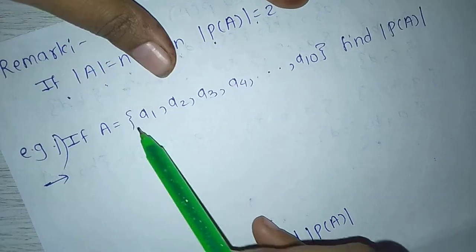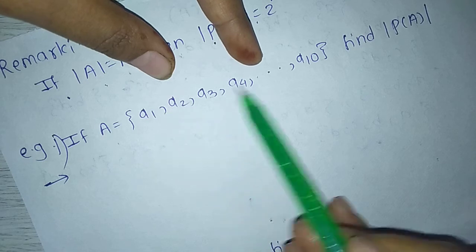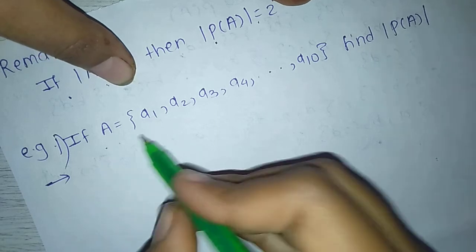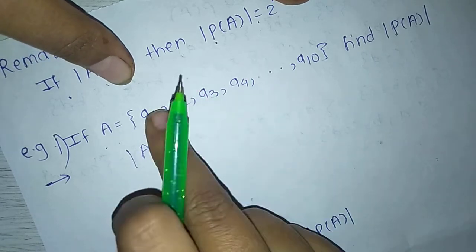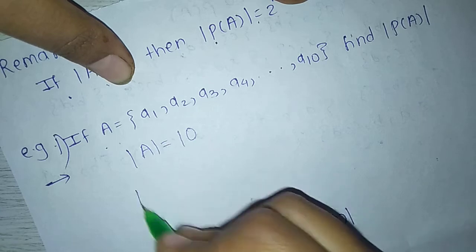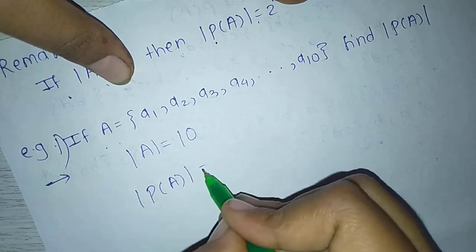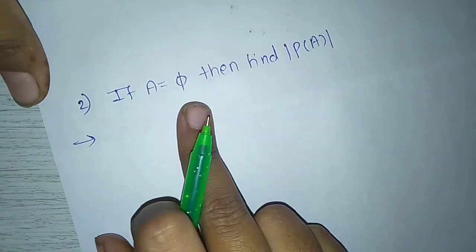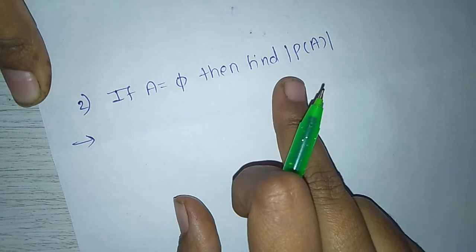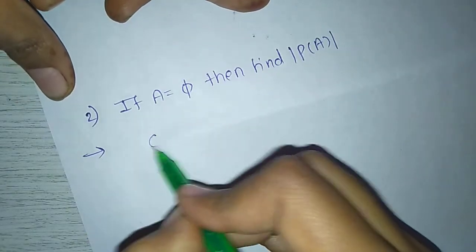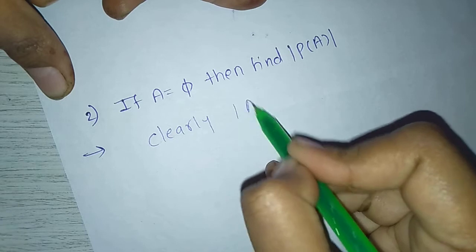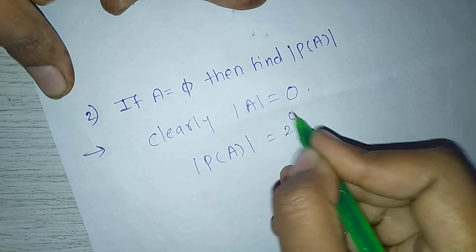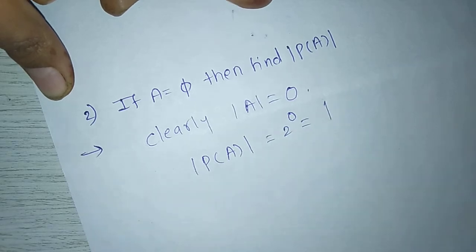Next, if A equal to the set of A1, A2, A3, A4 and so on up to A10, find the order of the power set of A. Clearly, here order of A equal to 10, which means order of P of A equal to 2 raised to 10. If A equal to the empty set, then find order of P of A. Clearly, order of A equal to 0. So order of P of A equal to 2 raised to 0, which is equal to 1.